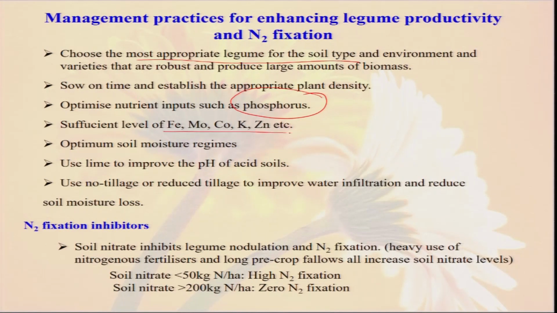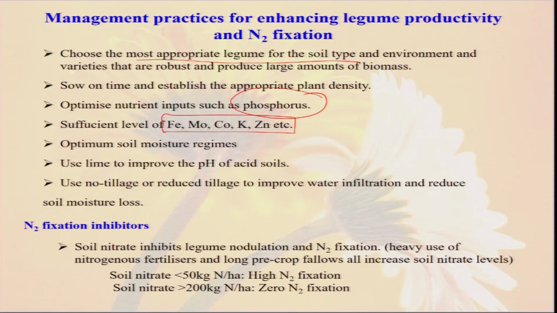Sufficient levels of iron, molybdenum, copper, potassium and zinc are also needed. These micronutrients are very much related, and in organic farming, when we apply good quality organic manures, they supply most of these micronutrients, which are very necessary. So, in organic farming the quantity of nitrogen fixation is comparatively higher as compared to fields where inorganic fertilizer is applied. There is also some nitrogen fixation inhibitor.